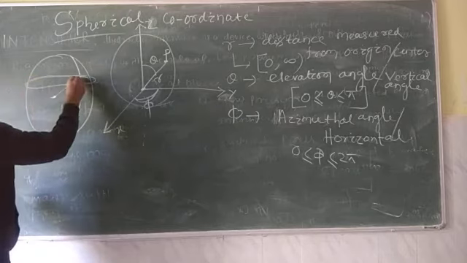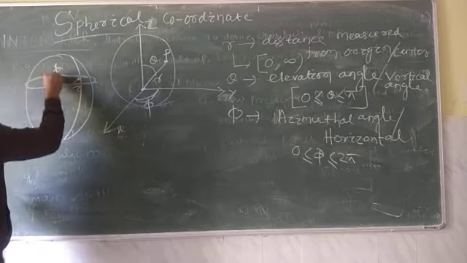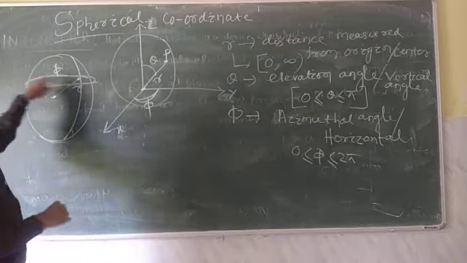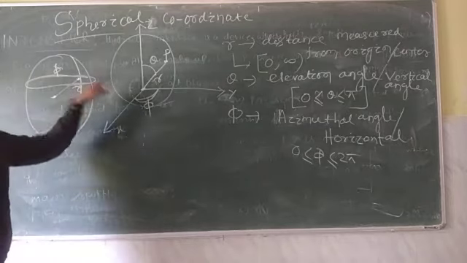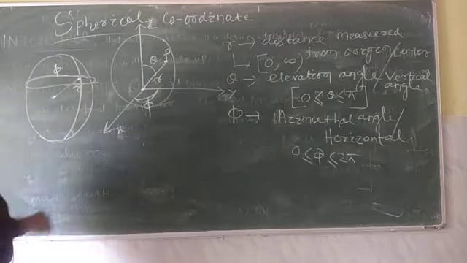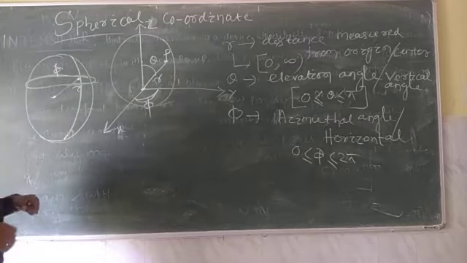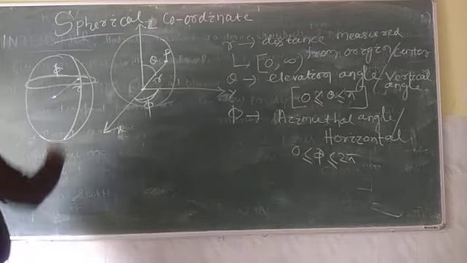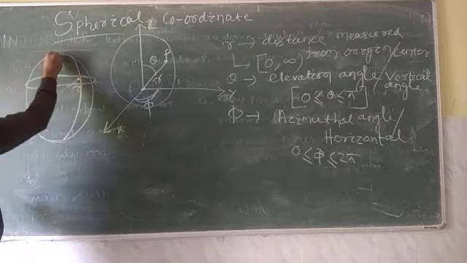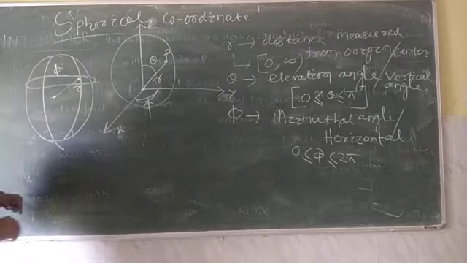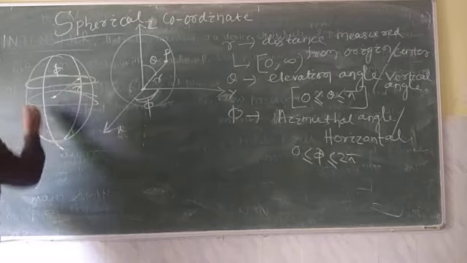So this is known as your phi. Phi varying always forms a circle on a sphere, that is the horizontal angle. This angle phi is varying from 0 to 2 pi. This theta is varying from 0 to pi. This side also you can say 0 to pi, and this is your phi.